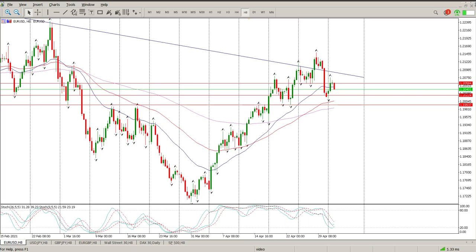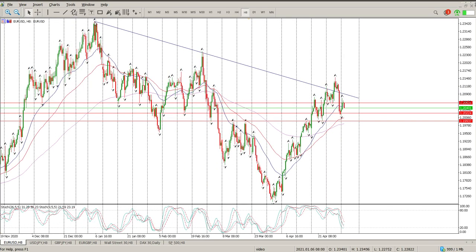So, starting off with EUR-USD, the first thing to keep in mind is that this trend line here is still intact. We did break through it last week, but we pretty much came back in below the trend line, and it looks like we've tried to test it. There are a few magnets to the downside.